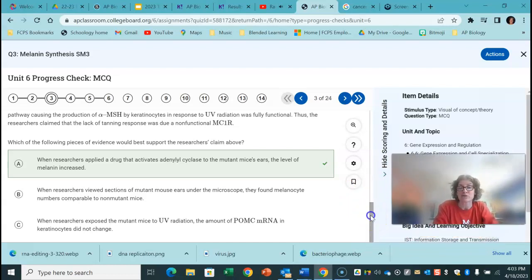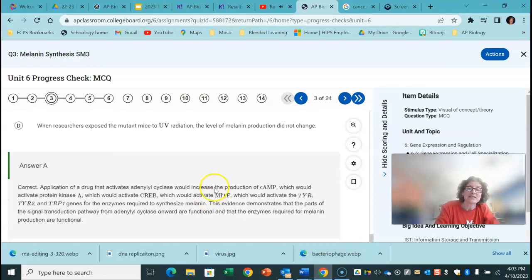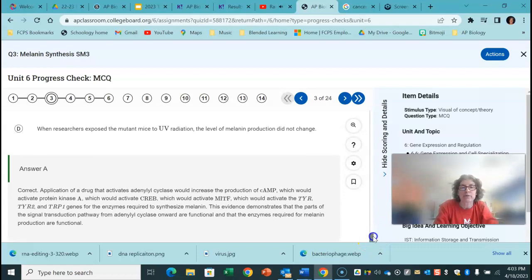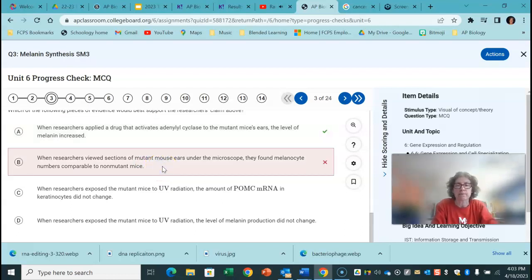to the mice's ears, that must be fun. Correct. Activates it would increase the production of cAMP, which would activate protein kinases and just go down and then wind up making those 3 enzymes, which then control the making of the melanin. And the reason why the other ones you can eliminate is none of those go into supporting that pathway happening some other way.